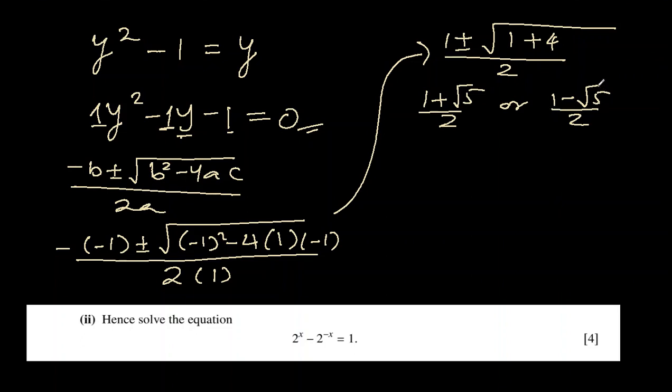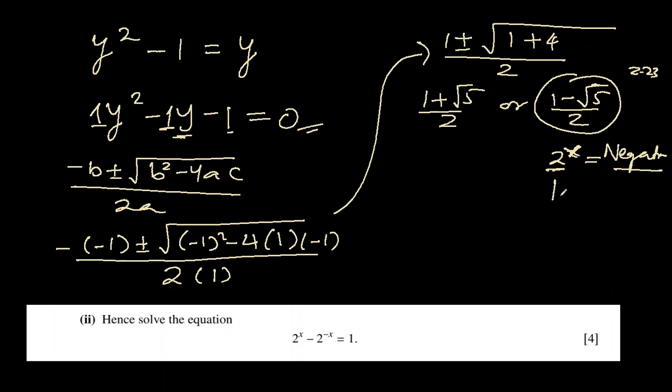We know that square root 5 is 2.23. That is the value of the square root, right? And that means 1 minus 2.23 will give us a negative number. This is negative, right? And we knew that this answer is for y. We have solved it for y. And y actually was 2 to the power x. 2 to the power x will be a negative number in this case, which is not possible. 2 to the power x can never be a negative number, whatever is the value of x. Never. So this answer is inadmissible. We can't use this one.